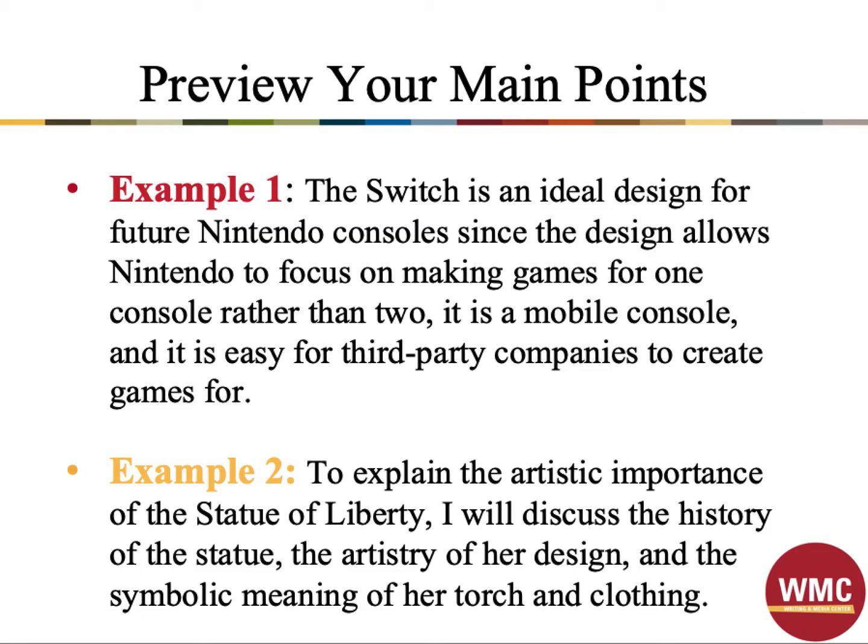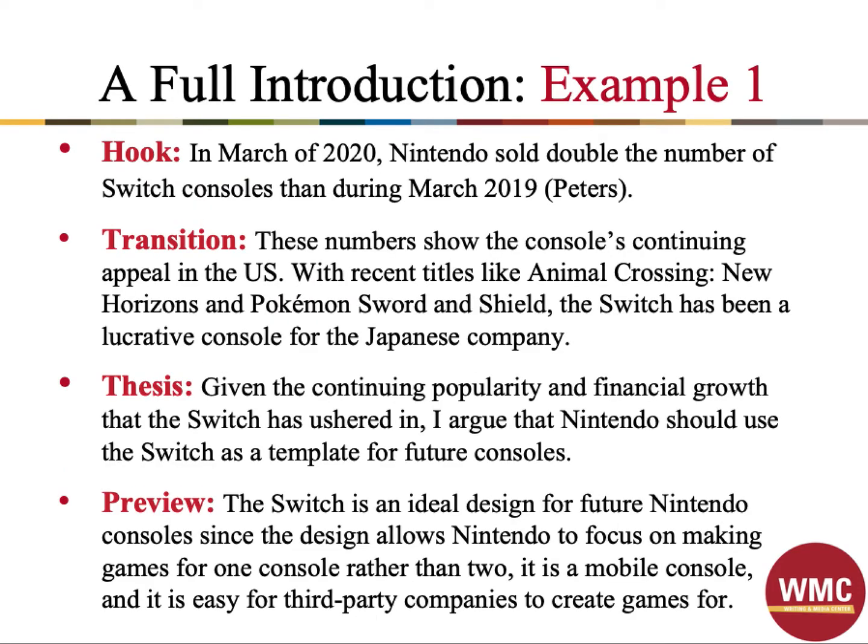Building off of the thesis previously discussed, see how example 2 previews the points of this hypothetical paper. To explain the artistic importance of the Statue of Liberty, I will discuss the history of the statue, the artistry of her design, and the symbolic meaning of her torch and clothing. Keep in mind that, depending on the paper, it is possible to switch the order of the thesis and preview to great effect. In a full introduction, the hook, transition, thesis, and preview work together to introduce both the topic of discussion and the specific argument of the writer.